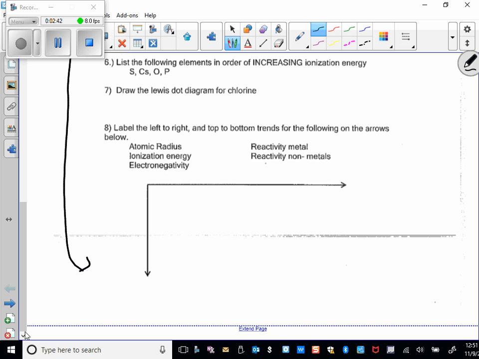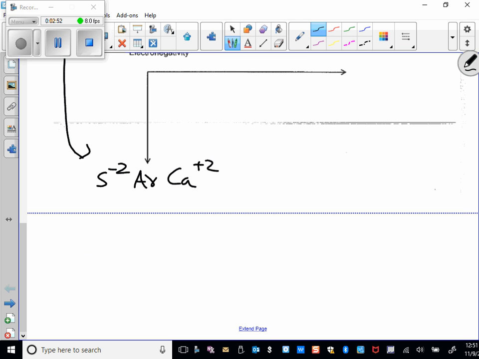All right? So what are the 3 elements? S minus 2, argon, and Ca plus 2. Oh, yeah. Are you listening?